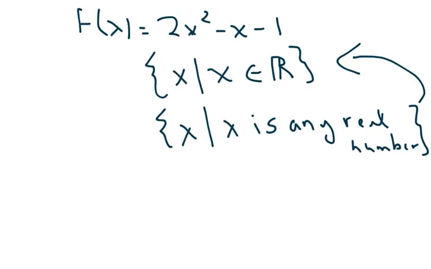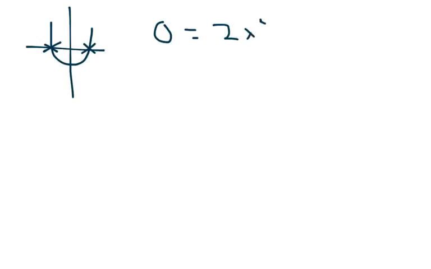Okay, the next question they ask is, list the x-intercepts, if any, of the graph. So the x-intercepts, of course, when you're graphing a quadratic in general, are when y is 0. So all you do is you set your equation to 0. We have 0 equals 2x squared minus x minus 1, and we factor.